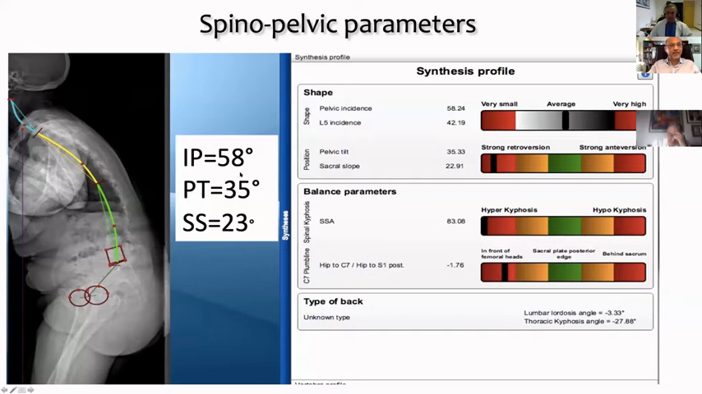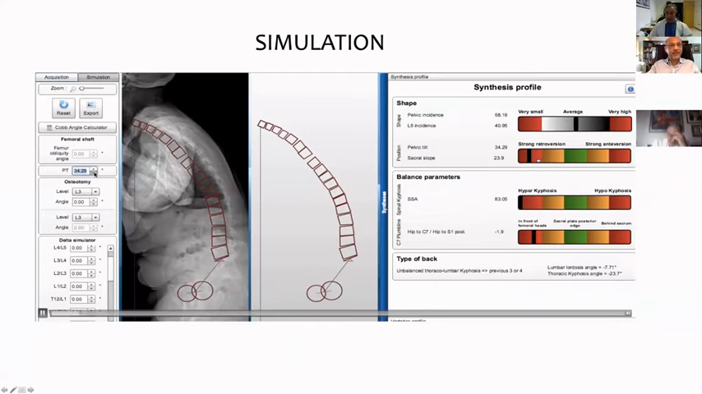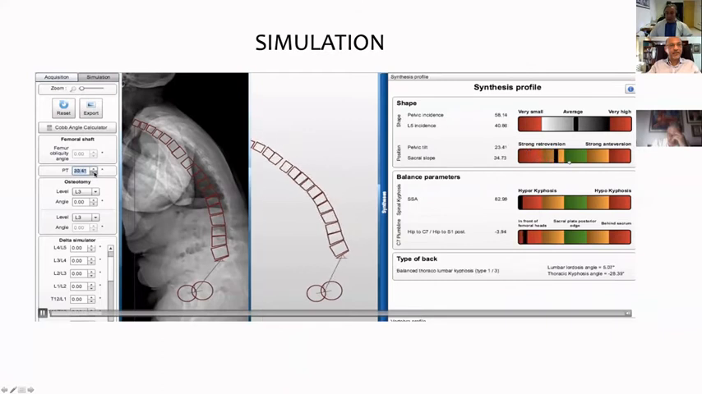So here is our way of evaluating preoperatively. This is the software we're using, the viewer with the spinopelvic parameters given automatically. You can see that the pelvic incidence is 58.2, pelvic tilt is 35, which indicates a strong retroversion. Sacral slope is 23. And this is how we do it. We bring back the pelvis to normal. We bring back the retroversion to normal here. And as you can see, because it's a compensatory mechanism, the patient falls down.